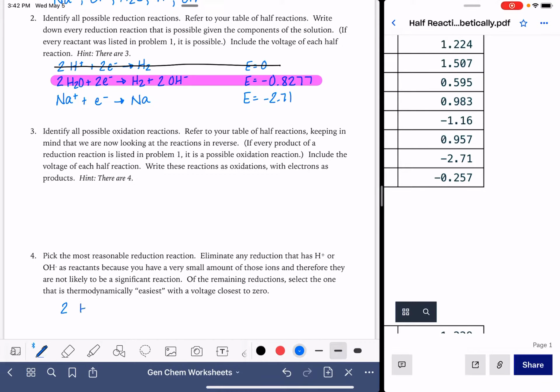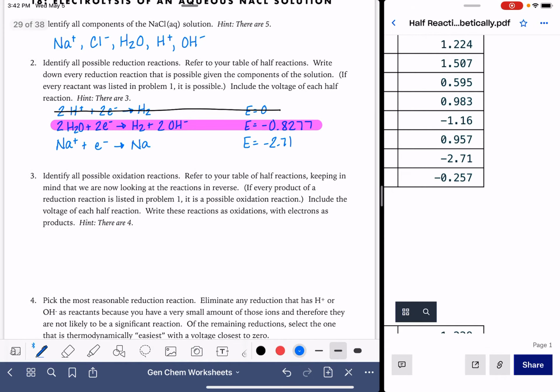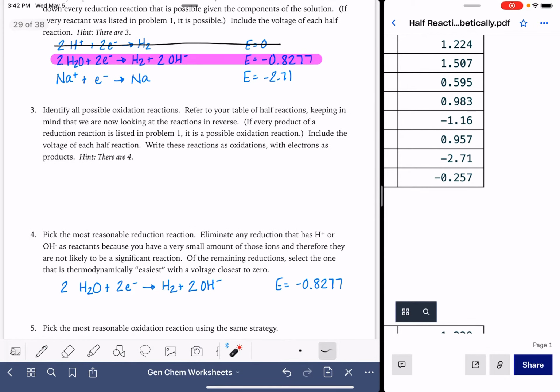So I'm going to copy it down here. 2H2O plus 2 electrons makes H2 plus 2 OH minus, and I'm also going to copy the voltage. Now we're just going to repeat that same process looking at oxidation reactions. We're going to go back up to our list of possible chemicals, and we're going to consult the table of half reactions again.